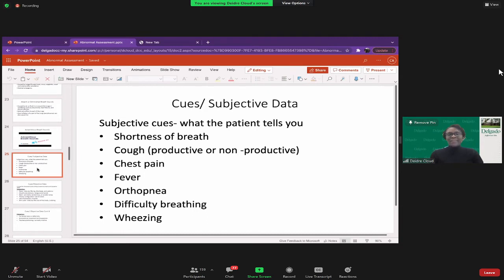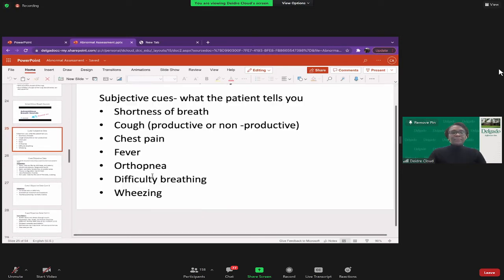I can't breathe, short of breath. Pain. They're having pain. They can't breathe. They may have fever. They may be coughing, productive or non-productive. They may have rib pain, and that pain could be just from coughing so much. And you need to ascertain that.